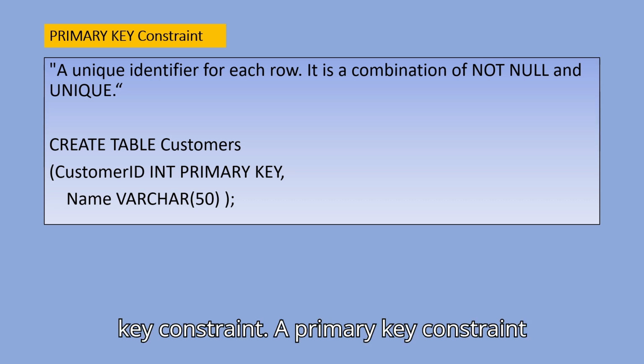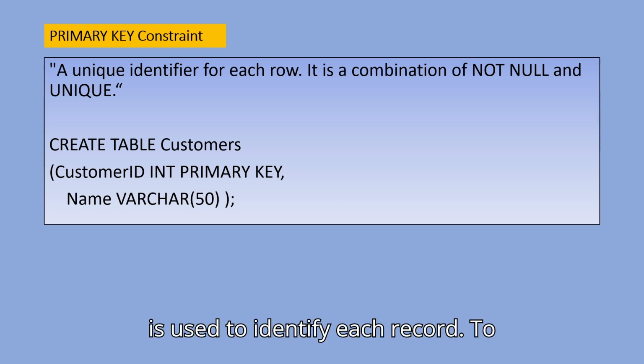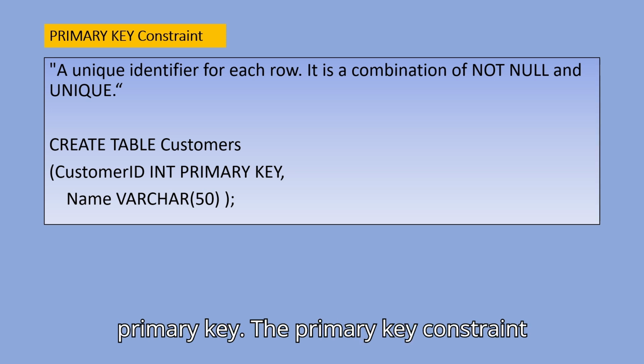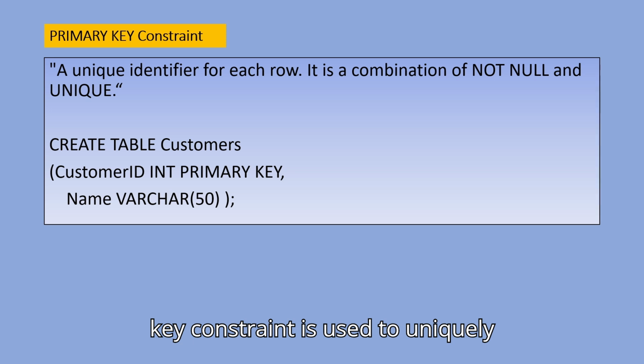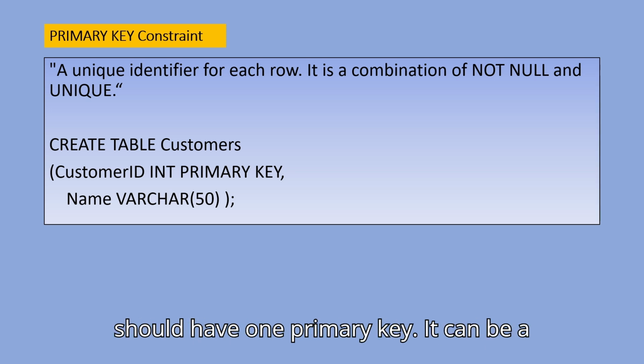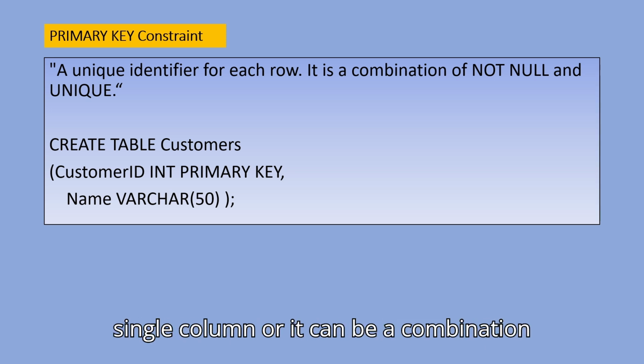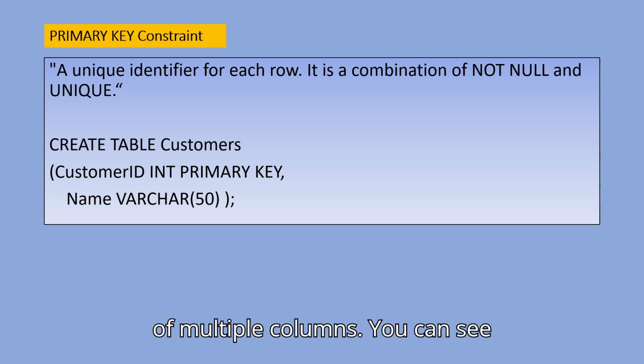Let's start with the primary key constraint. A primary key constraint is used to identify each record. To identify a unique record, we use the primary key. The primary key constraint has not null and unique characteristics. It is used to uniquely identify each record, and every table should have one primary key. It can be a single column or a combination of multiple columns.